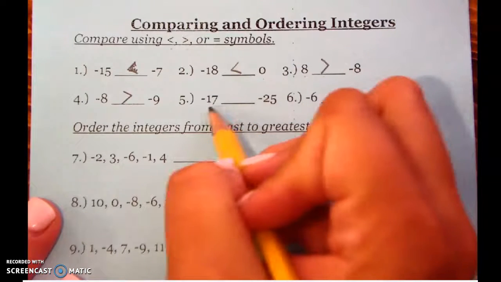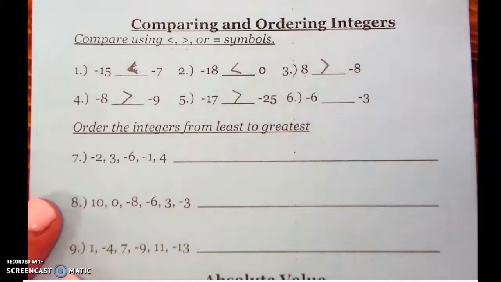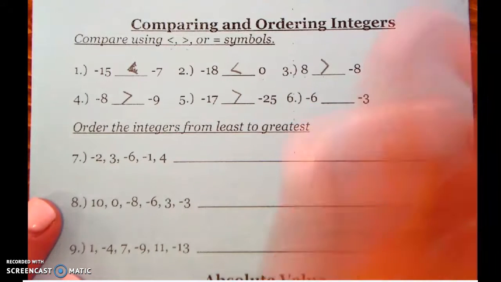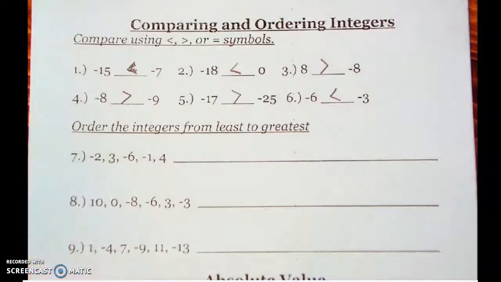Number 5, -17 is greater than -25. And the last one, number 6, we have -6 and -3. So -6 is less than -3 if you were to look at that on a number line.